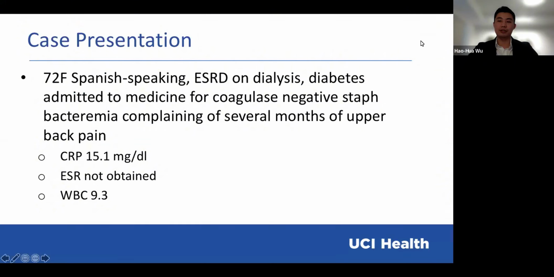This is a patient that I took care of last year. She was a 72-year-old female, Spanish speaking, end stage renal disease on dialysis, diabetic. She was admitted to medicine for coagulase negative staph bacteremia, complaining of several months of upper back pain. And these are the labs below, the CRP of 15 and a white count of 9.3 without an ESR.